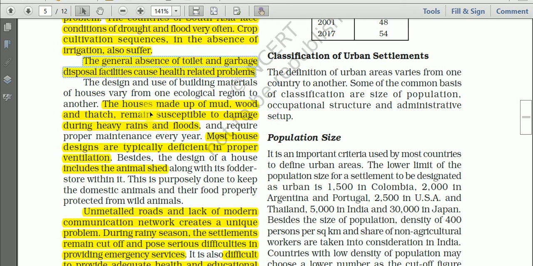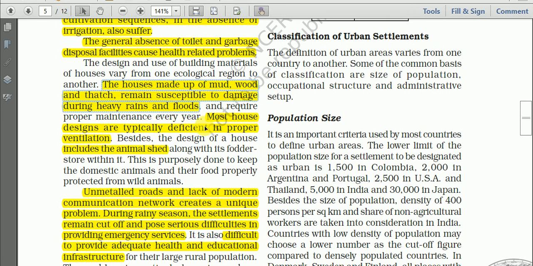And next we have another important problem. See, the houses made up of mud, wood and thatch remain susceptible to damage during heavy rains and flood. So most of the houses are built using mud, wood or thatch, grass, and because of this the houses are susceptible to damage when there is heavy rainfall and when there is flood. The houses can be destroyed very easily by the rainwater and flood water.